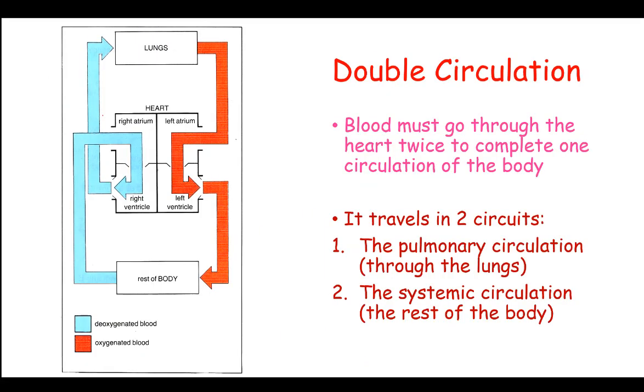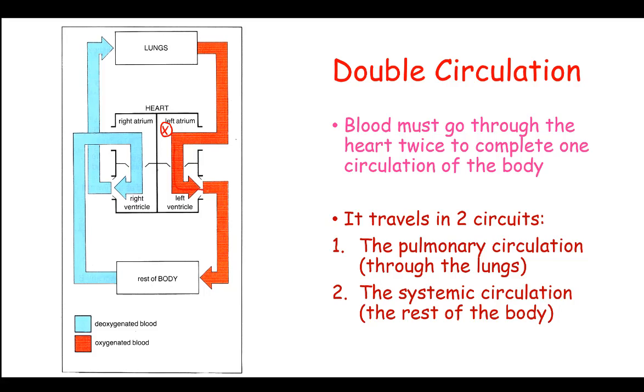Now, we also say that the mammalian circulation is a double circulation, and the reason for this is because it must go through the heart twice to complete one circulation of the body. So if you look at this diagram here, here's your heart. So imagine we're a little red blood vessel starting there. So for us to get around the body once, we actually have to go through the heart twice.